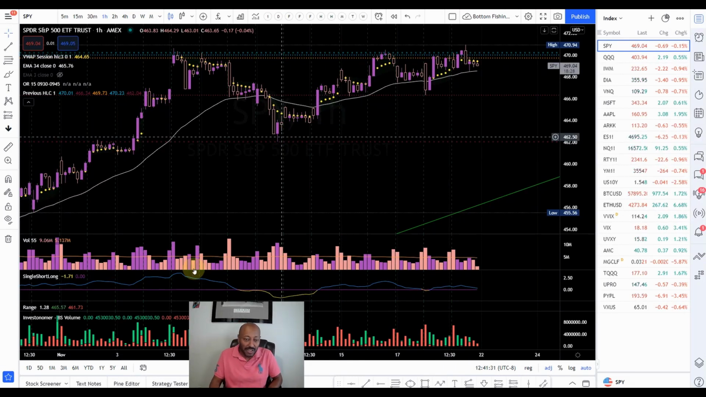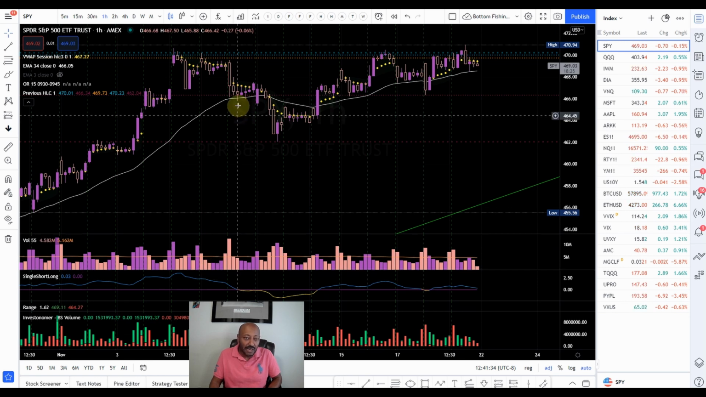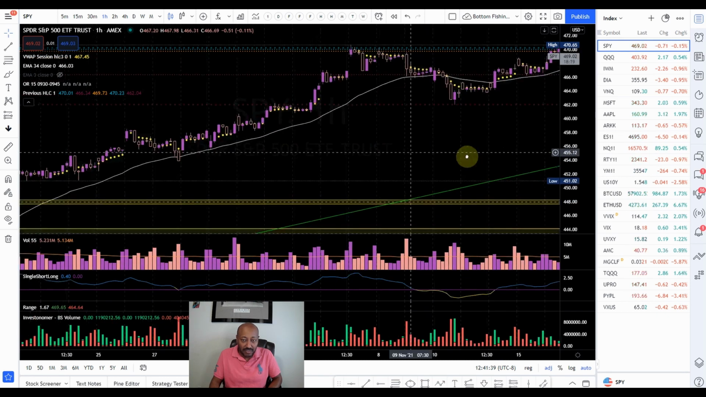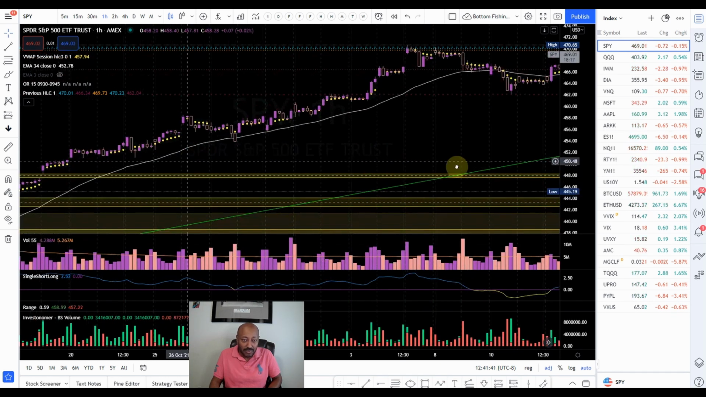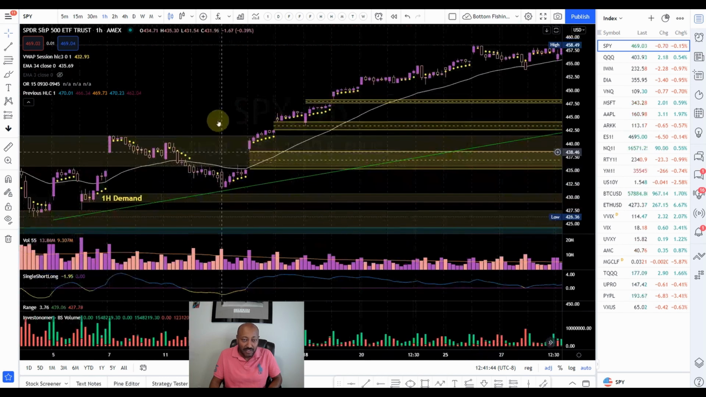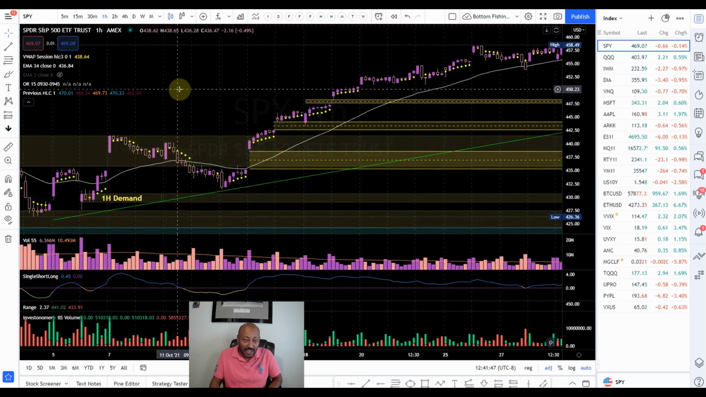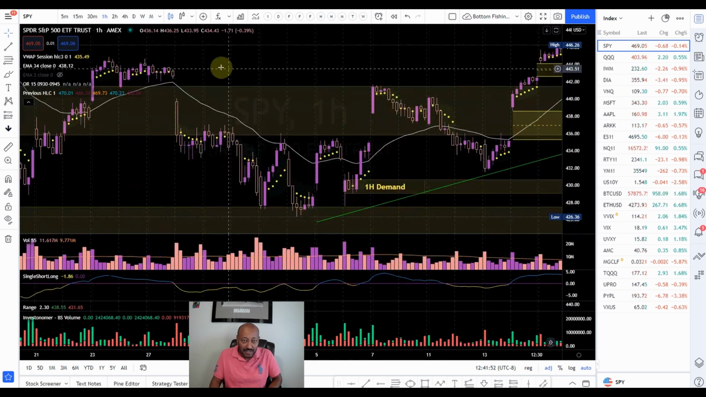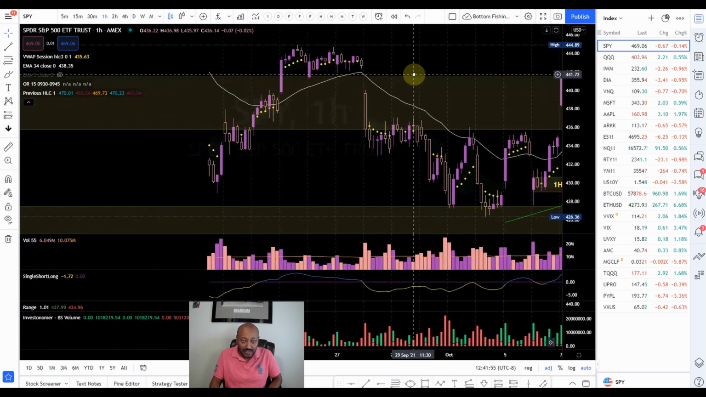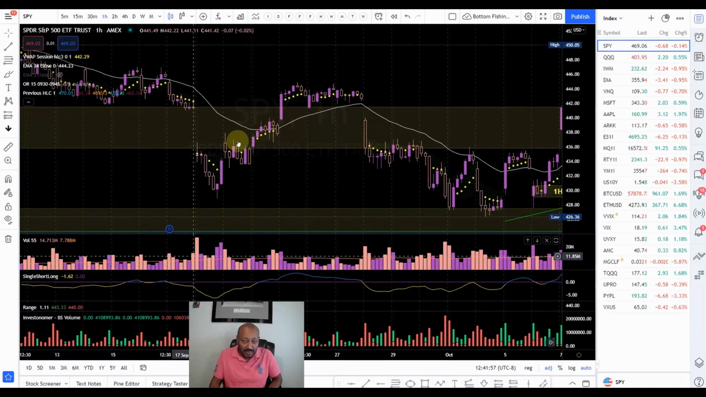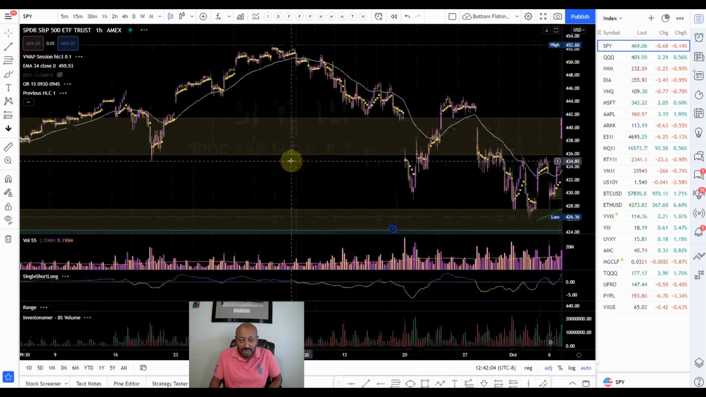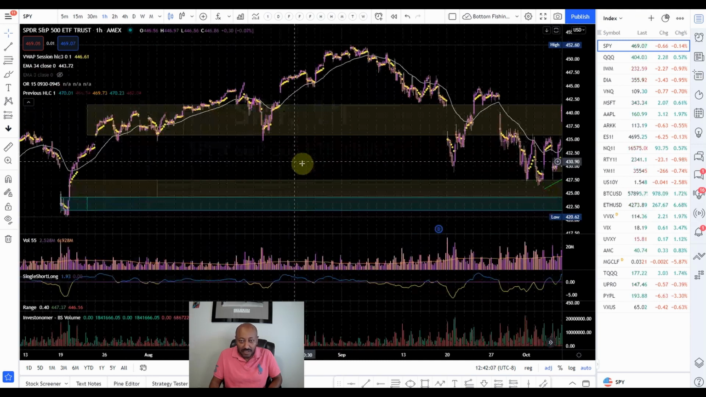I do not enter because I don't see a divergence here. I don't see a potential of momentum loss. And so if we go back in time, you'll be able to see some good examples of that. Let's go back here. Hold on, let me zoom out a little bit so you can see clearly.